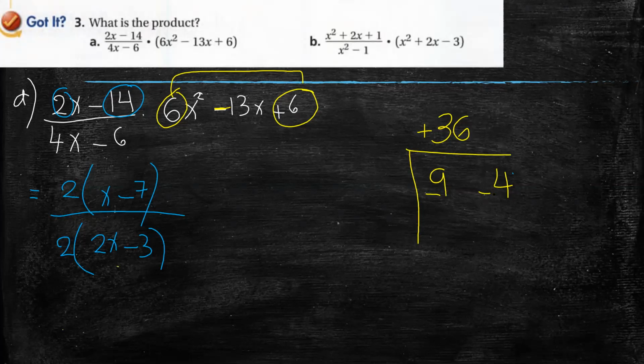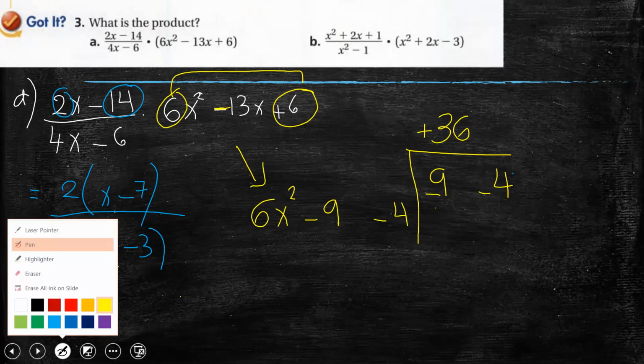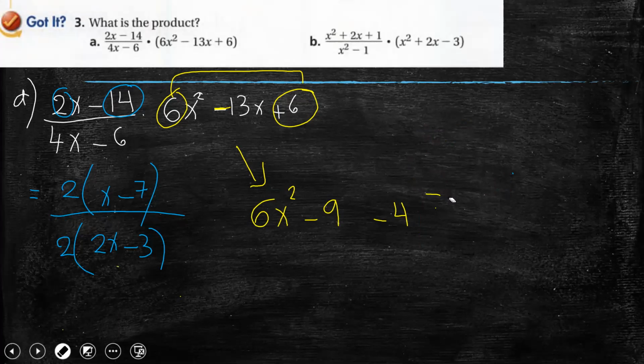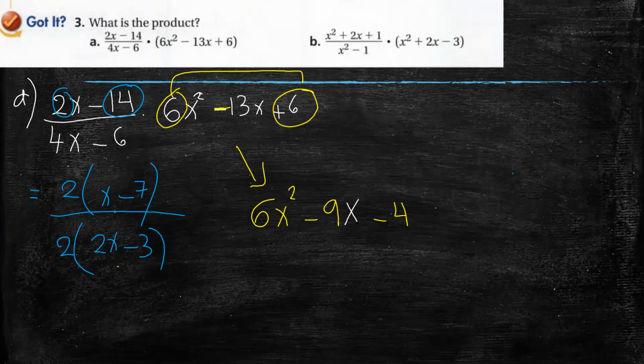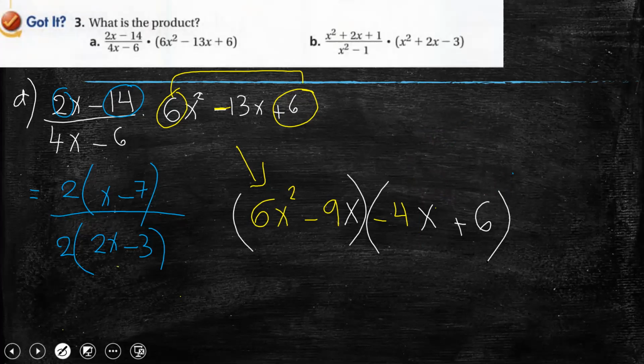Yes. So let's now rewrite this one here. We have 6x squared. Now, instead of writing 13x, I have to write it with negative 9 and negative 4, these two numbers here. Then 9x minus 4x plus 6. Then let's continue.